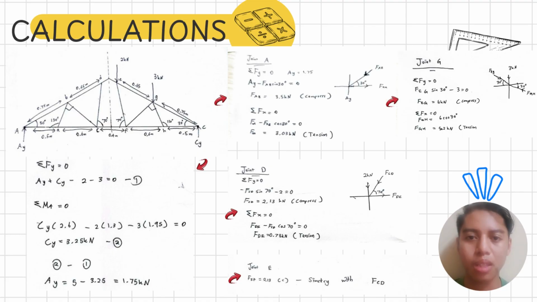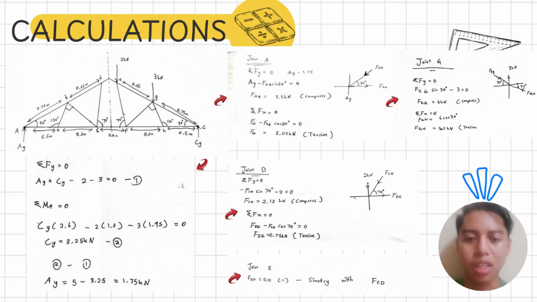After that, the method of joints was applied. For all joints, member forces were initially assumed to be in tension. At joint A, using the free body diagram and resolving forces vertically and horizontally, the force in member AB was calculated using the vertical equilibrium equation. The negative result indicates that AB is in compression, while member AA is in tension.